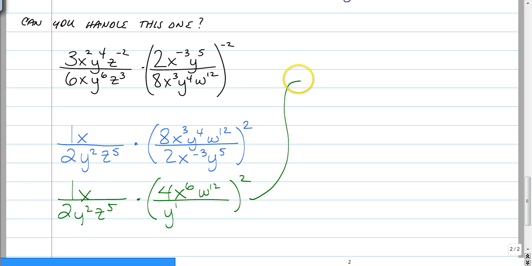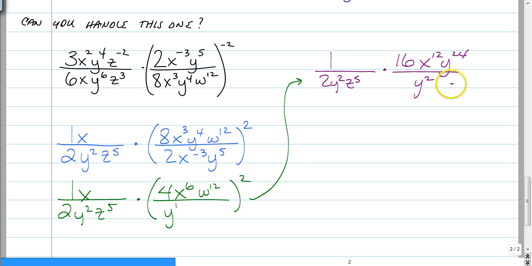So this is going to become 1 over 2y squared, z to the 5th, times 16 x to the 12th, y to the 24th, all over y squared, because we have to square everything. Everything gets multiplied by 2 except for the 4 actually gets squared. So now you just have to simplify like crazy again.